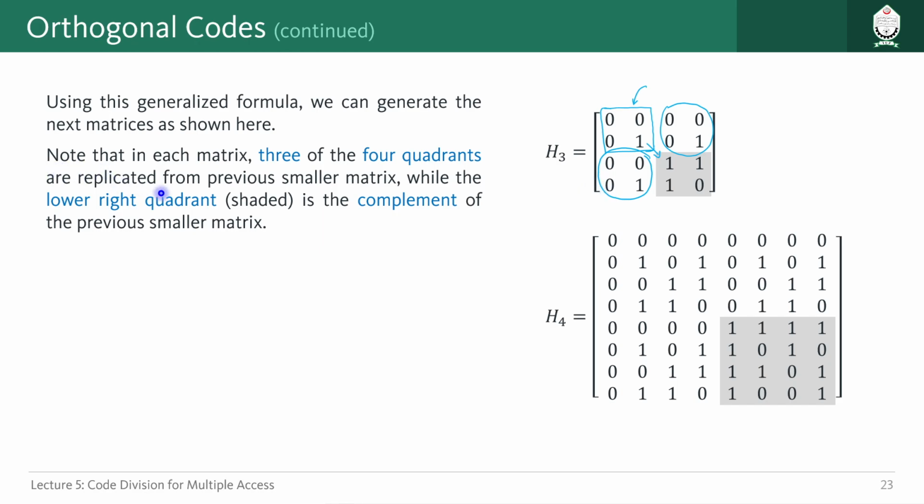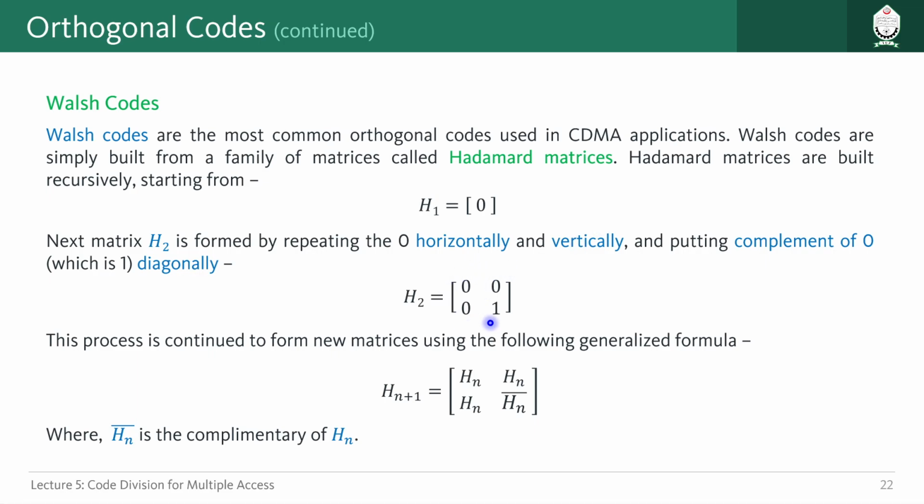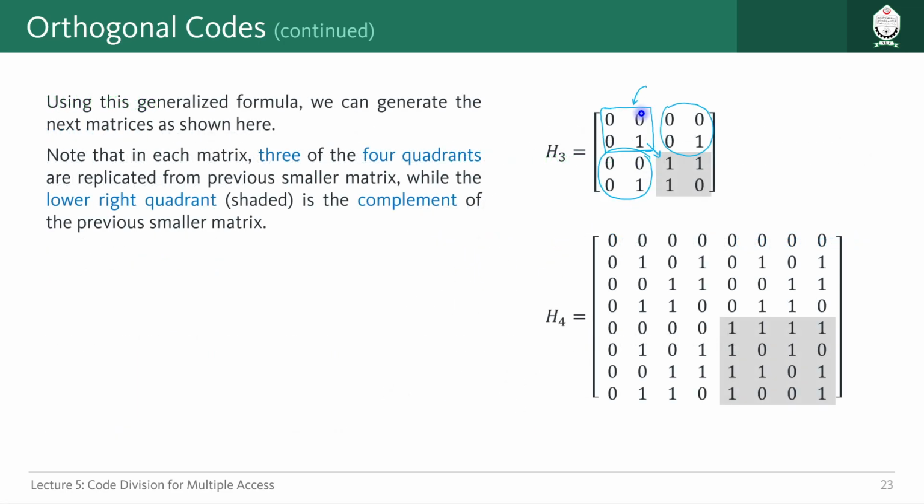So that is what is written here. 3 of the 4 quadrants are replicated from the previous smaller matrix, right? 3 of the 4 quadrants are replicated like this, but the fourth one, I mean the lower right quadrant, the shaded one, is actually the complement of this previous matrix, right? If you look at the previous one, the previous matrix H2 was this one. So we are just replicating this one here, here, and here. So 3 of the 4 quadrants are filled up like this, but the fourth one is taken as the complement of the previous matrix. So that is the basic idea, very simple.